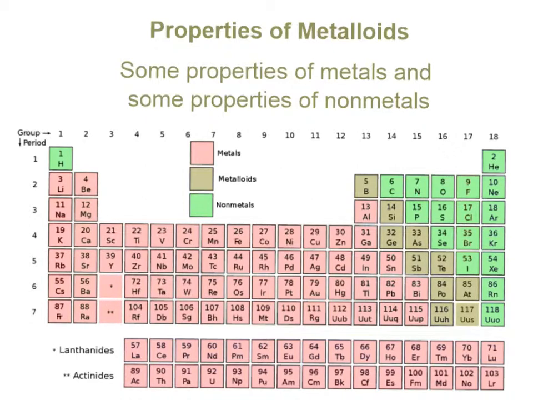What about metalloids, these elements in the middle? Basically, they have some of the properties of metals and some of the properties of nonmetals. For example, some of them can conduct electricity a little bit, at least better than nonmetals, but not as well as many metals. So they're sort of in between the metals and the nonmetals, possessing properties of each.